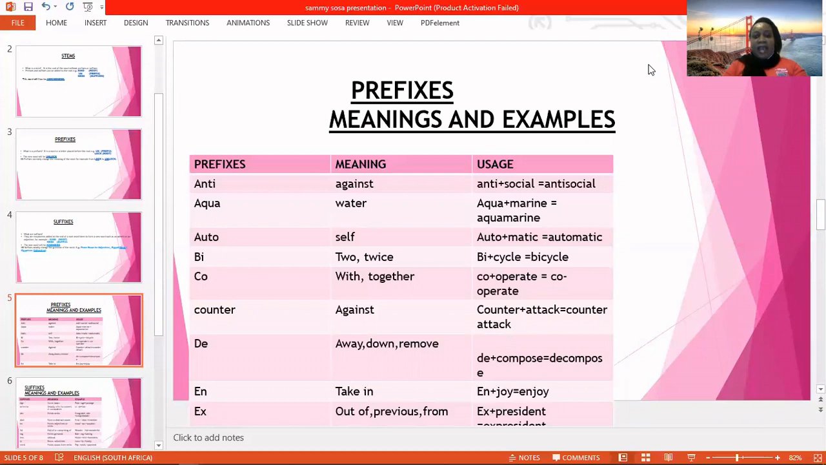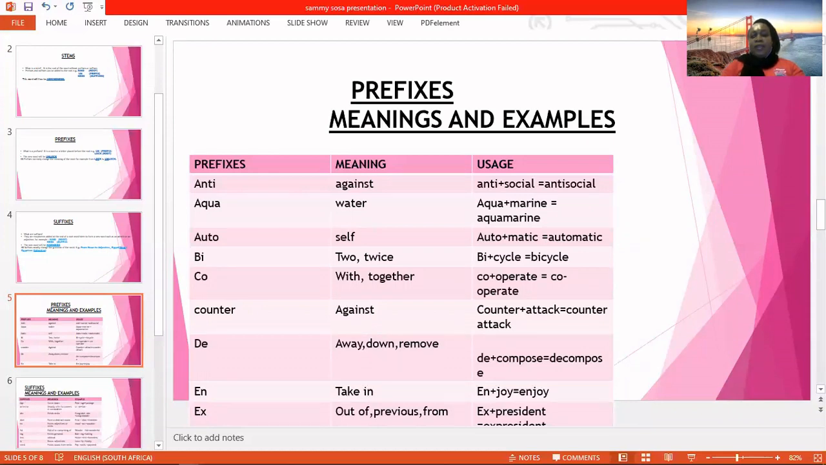You can come up with more examples still on the word counter. De means away, down, or remove. If we put the prefix de together with compose, we'll come up with a new word, decompose. En means take in. En plus joy will give us enjoy. So remember, en means take in.